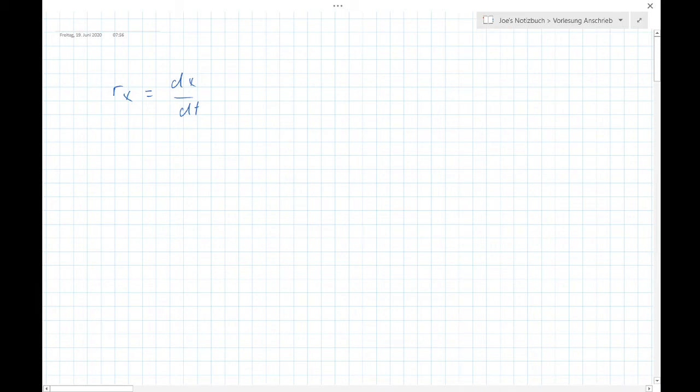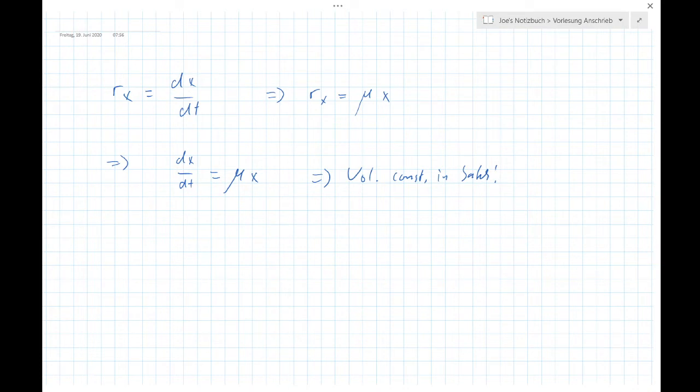So this in other words means that at the same time Rx is proportional to the biomass concentration and the specific growth rate. So we can write dx dt is equal to mu x. And now this is of course volume constant in batch. This is what we have taken from our basic reaction theory. And now of course we can simply solve this equation. So if we separate the variables, we have dx divided by x is equal to mu dt.